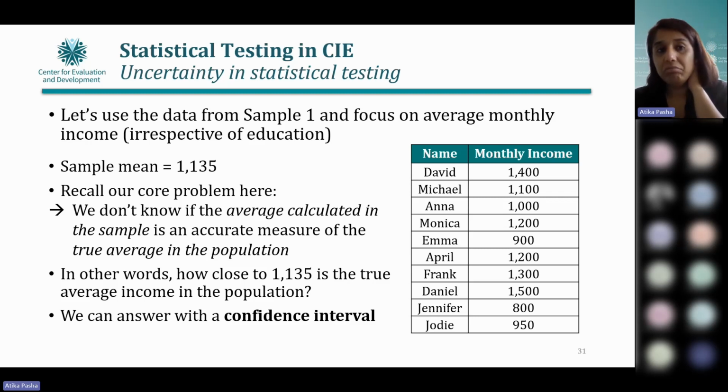Again, we don't know whether this average is correct for the population as well. Is the population average in terms of income 1,135? Is it higher, maybe 1,300, or is it lower at 900 units? And so we need to figure out how close this sample mean of 1,135 is to the true average income in the population. And this we can do with the help of a tool called confidence interval.